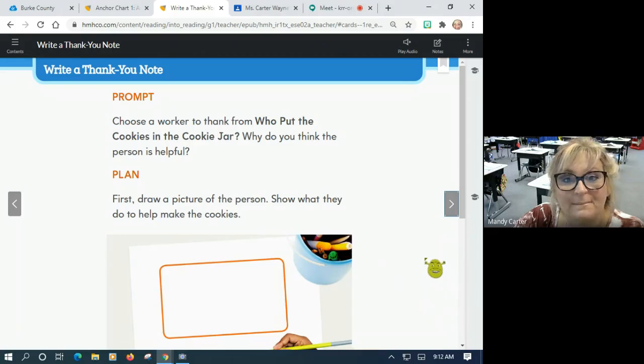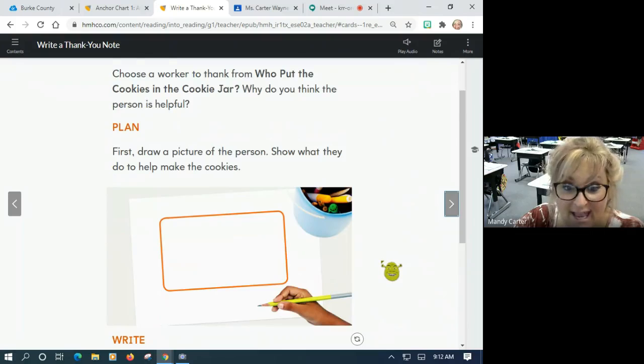Think at home and generate questions that you might have about the story or more things that you'd want to know about it. So now what I want you to do at home is I want you to get a sheet of paper out and draw a picture of one person in the story that you think was helpful. Maybe it was the person planting the seeds. Maybe it was the man that was making the pan or the woman sewing the mitt. Think of all the community helpers in this story that help make the cookies. Draw a picture of that person. Show what they do to help make the cookies.